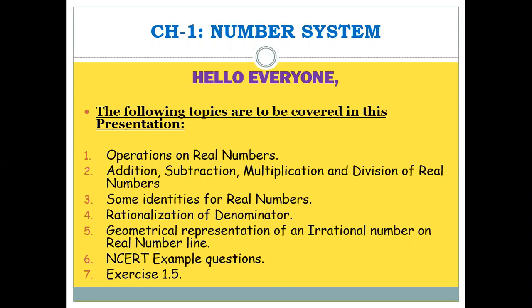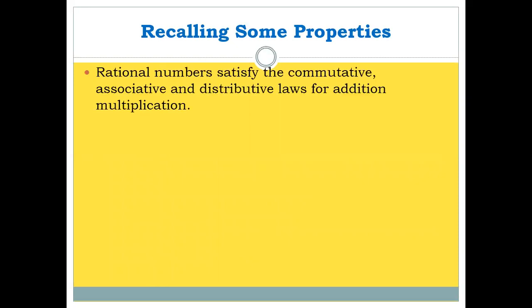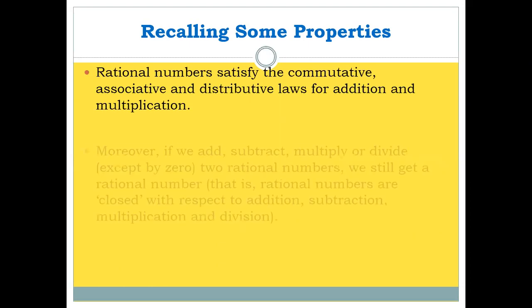So let us continue with the next slide here. Recalling some properties: we have various properties related to rational and irrational numbers. One of them is that rational numbers satisfy the commutative, associative, and distributive laws for addition and multiplication, which you must have studied in previous classes.